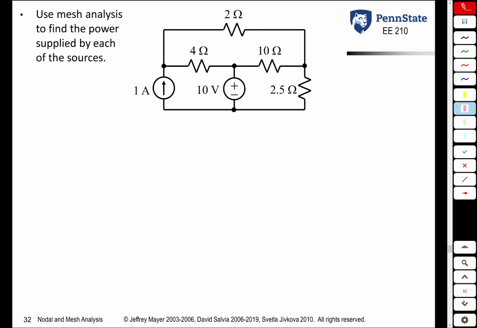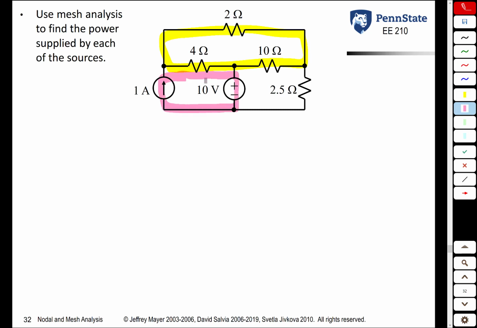Let's do one example. We're asked to use mesh analysis to find the power supplied by each of the sources. You might recognize this circuit. We did this circuit earlier using nodal analysis. Now we'll do it using mesh analysis. So the first step is to identify our meshes. We have a mesh here.